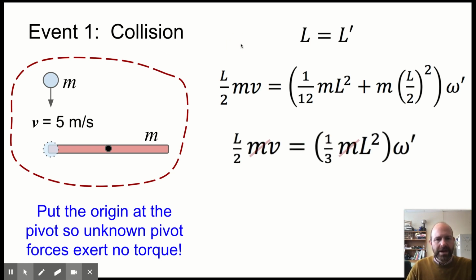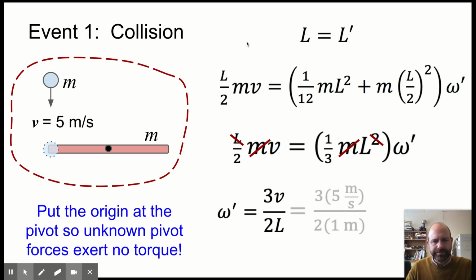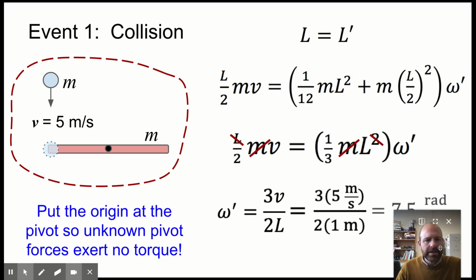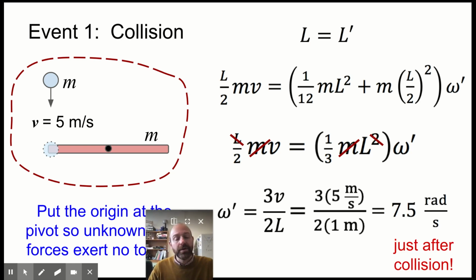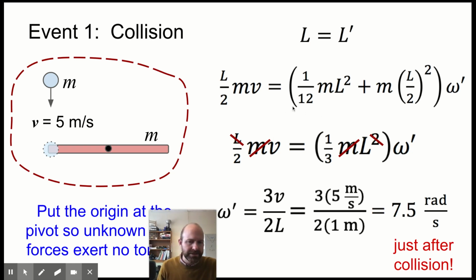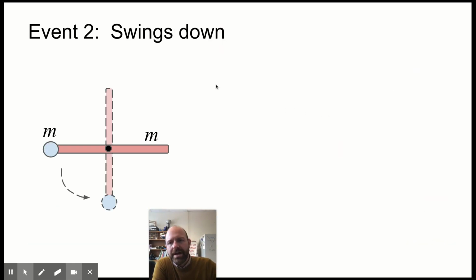We can simplify this equation, cancel out some things, and we end up with omega prime, the angular velocity after, is 3v divided by L. And if we plug in the information, 5 meters per second and 1 meter, we end up with our final result, 7.5 radians per second, just after the collision. So now we have information that we can use in our conservation of energy event.